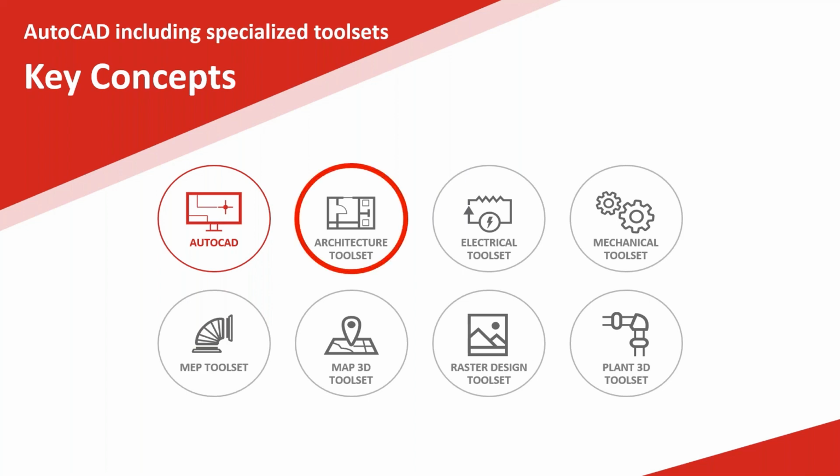So the ones we're going to look at today are the architecture toolset and the MEP toolset, and also the Raster Design toolset, those 3 there. And they all run off of the AutoCAD engine. So when you sign up to your AutoCAD, including specialized toolset subscription, you'll get all 7 of these, and you can work with all 7 of these toolsets.